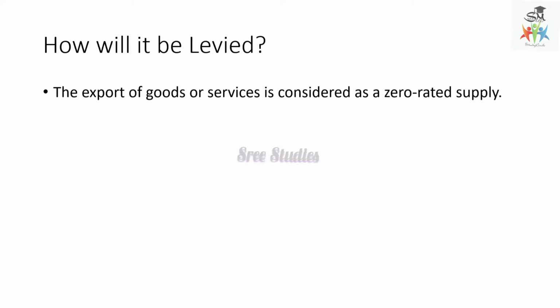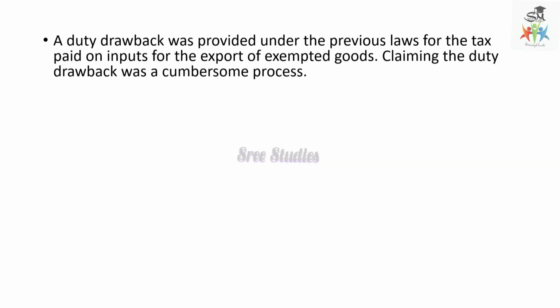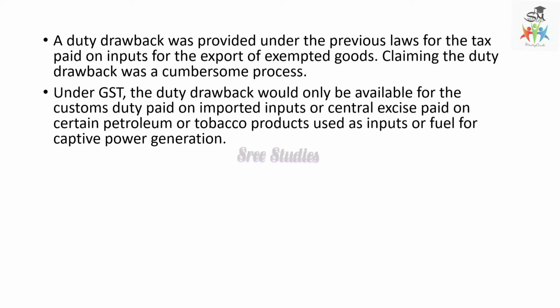So how will it be levied? You come to know there is zero rated supply for export of goods and services, and GST will not be levied on any kind of such goods or services. And we come to know that a duty drawback was provided previously, before GST, under the earlier laws, and for export of exempted goods. Claiming the duty drawback was a cumbersome process, so now it has been taken out.